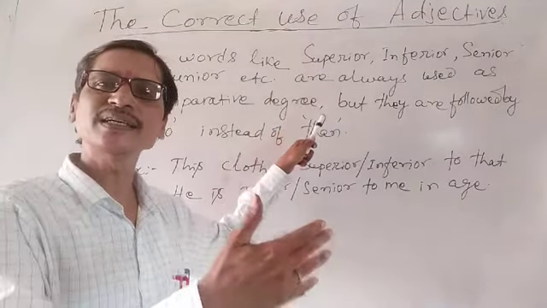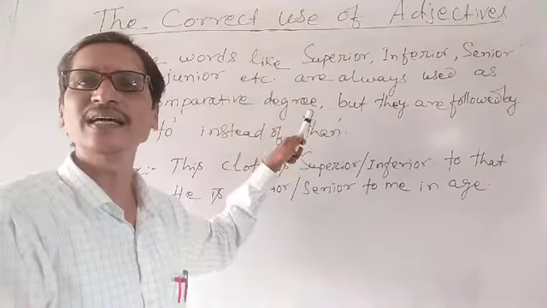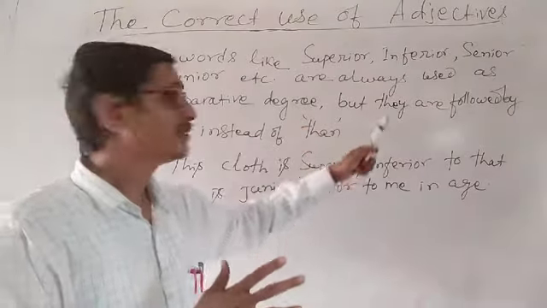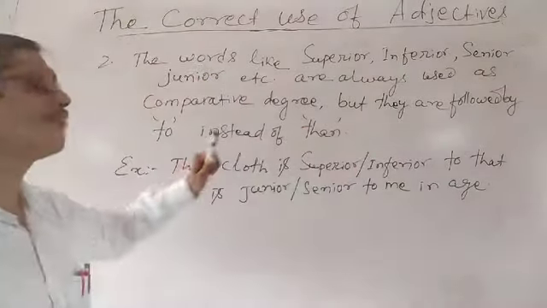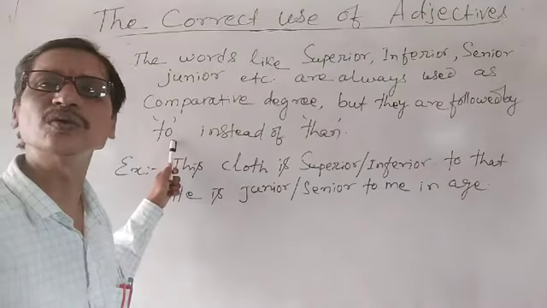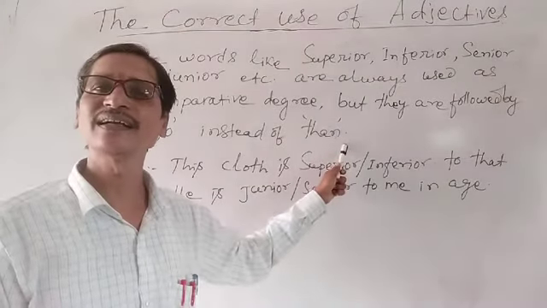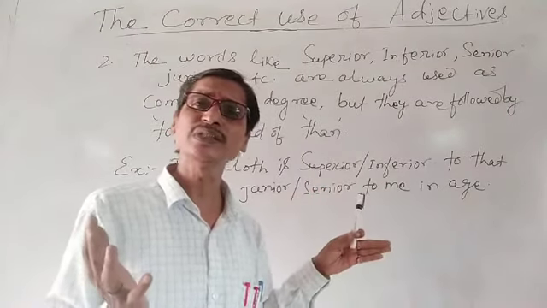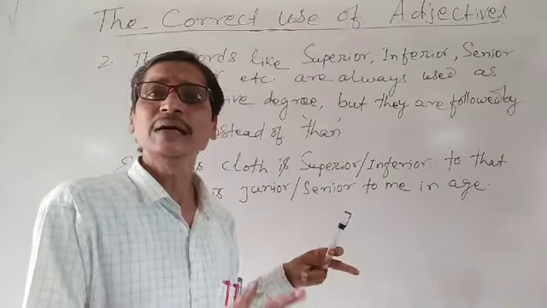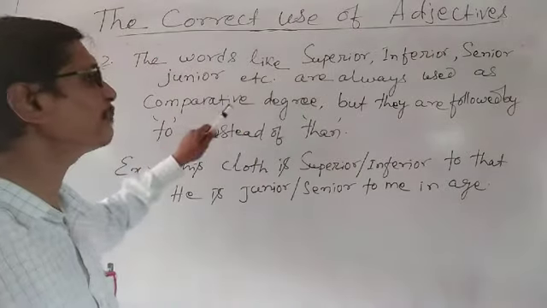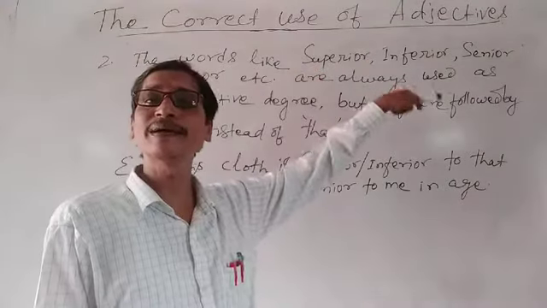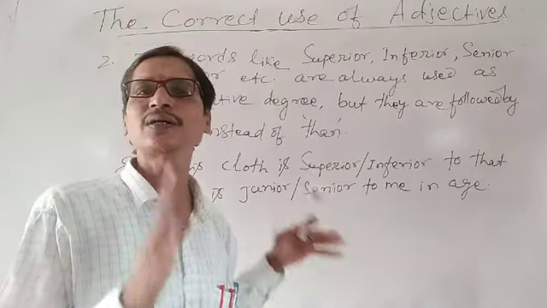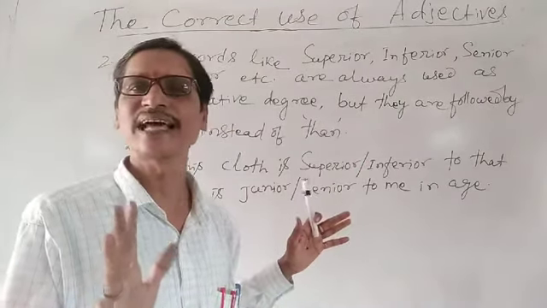Superior, inferior, senior, junior, etc. They are used as comparative degrees. But they are often followed by "to" instead of "than". We know whenever we are using comparative degrees, we normally use "than". But here, these specific words like superior, inferior, senior and junior are followed by "to" instead of using "than".